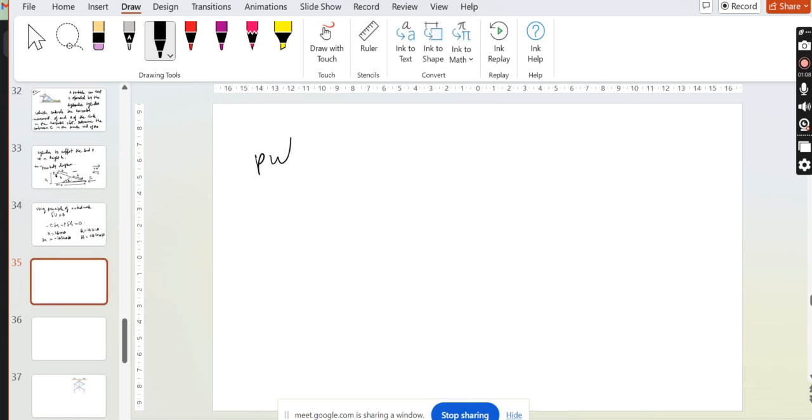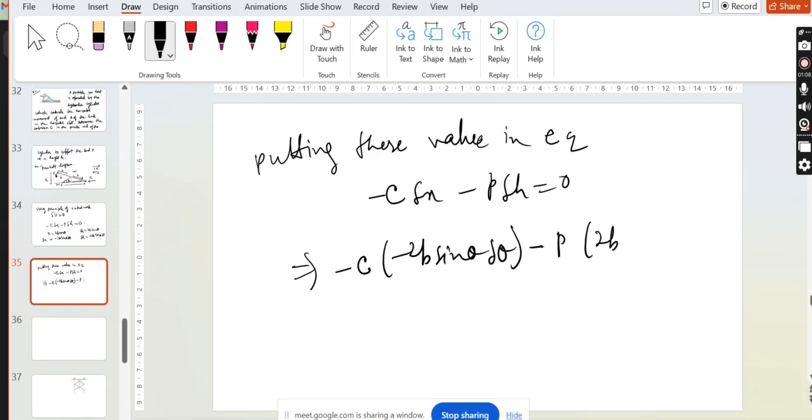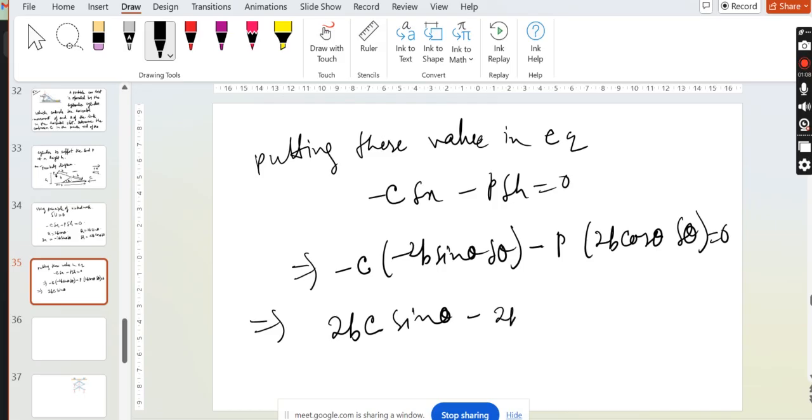So putting this value in the previous equation, C delta X minus P delta H is equal to 0 becomes minus C times minus 2B sin theta delta theta minus P 2B cos theta delta theta is equal to 0. So this is 2B C sin theta minus 2B P cos theta is equal to 0. So C is equal to P cot theta.